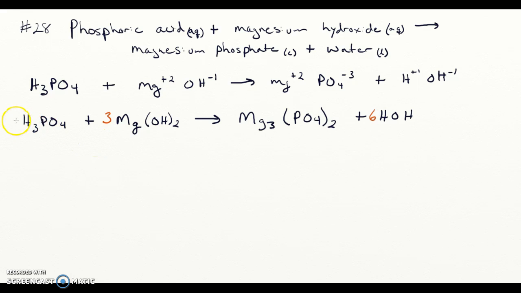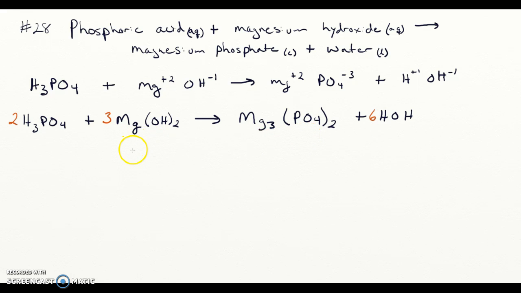So I can go all the way over here and I can put a 2 in front of the hydrogen. What that does is it now gives me a 6. So it's H subscript 3 times 2, which is 6, and I have 2 phosphates. And lo and behold, there's 2 here.